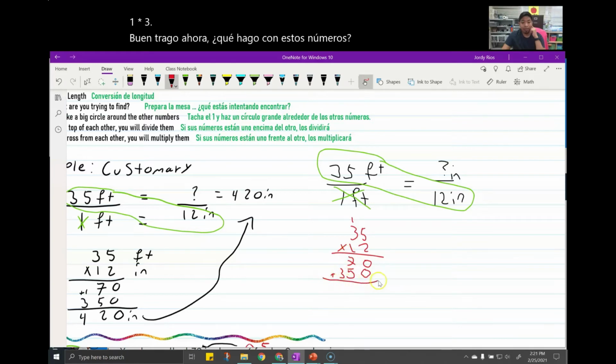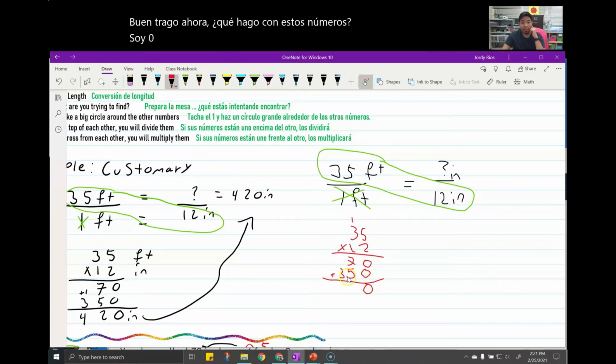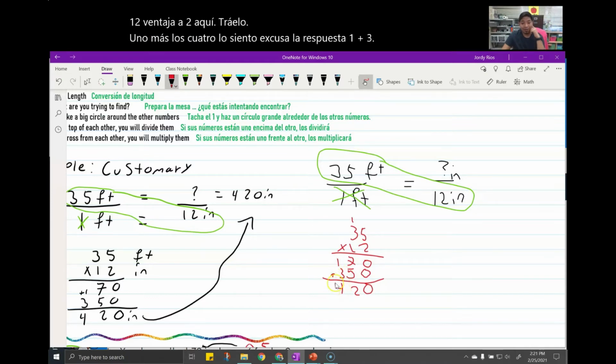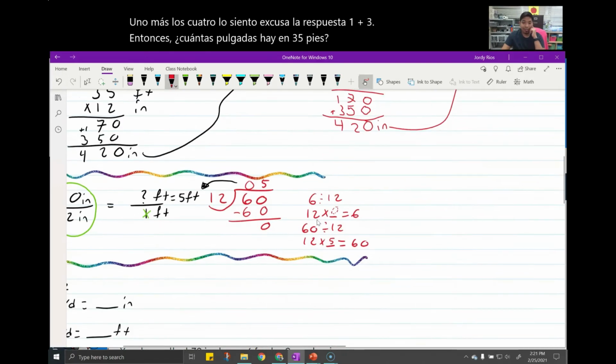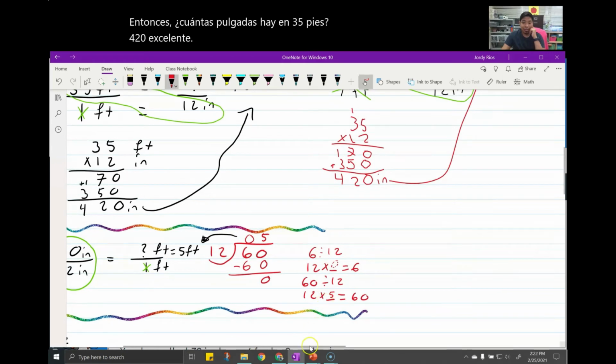Now what do I do with these numbers? Good, I add. 0 plus 0? 0. 7 plus 5? 12. Leave that 2 here, bring that 1 over. 1 plus 3? 4, good. So, how many inches are in 35 feet? 420. Excellent. Good. Now let's look at another example.